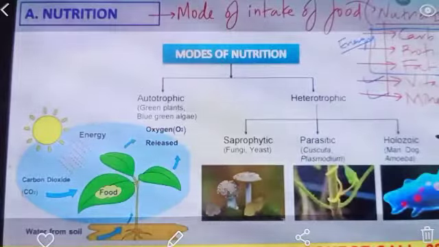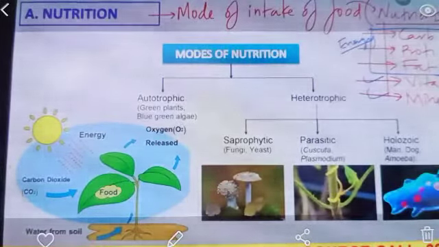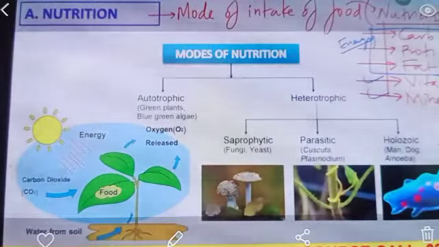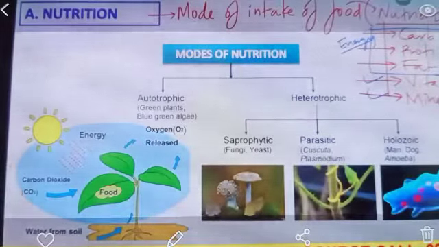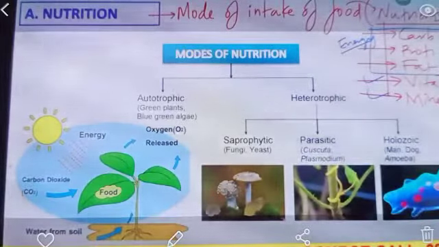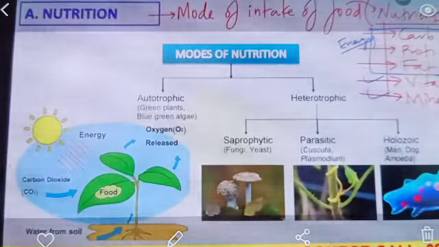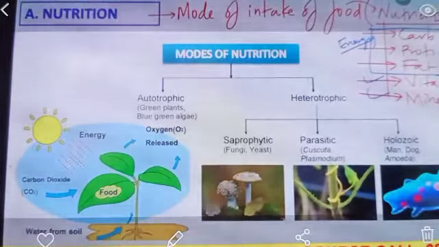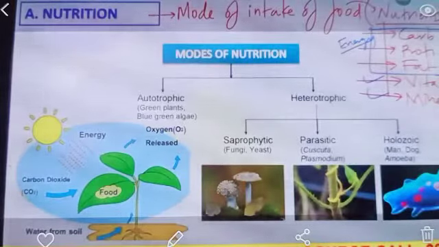Then the third is the holozoic organism. Holozoic organisms are organisms which depend on others for their food. But why is it named holozoic? It means they intake all the food and the digestion goes on inside their body. Example here is man, dog, amoeba. Man eats different kinds of food. Yes or no? We eat different kinds of food. All the food we eat goes inside our body and the digestion goes on inside our body. Once the digestion goes on inside our body, it is known as holozoic mode of nutrition.